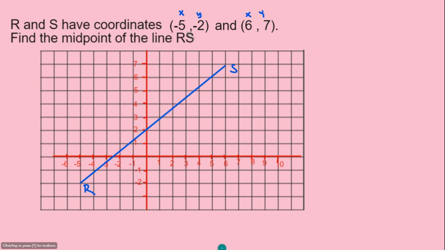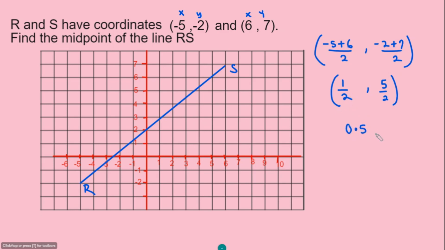The midpoint now will be the average of -5 and 6, so we have -5 plus 6 divided by 2. And the average for y is -2 plus 7, divided by 2. Okay, put them in brackets. If you simplify the top of the fractions, -5 plus 6 gives you 1 over 2, and -2 plus 7 is 5 over 2. Now we could leave our answer in fractions, but I like to leave my answer in decimals. So 1 over 2 is the same as 0.5, and 5 over 2 is the same as 2.5.